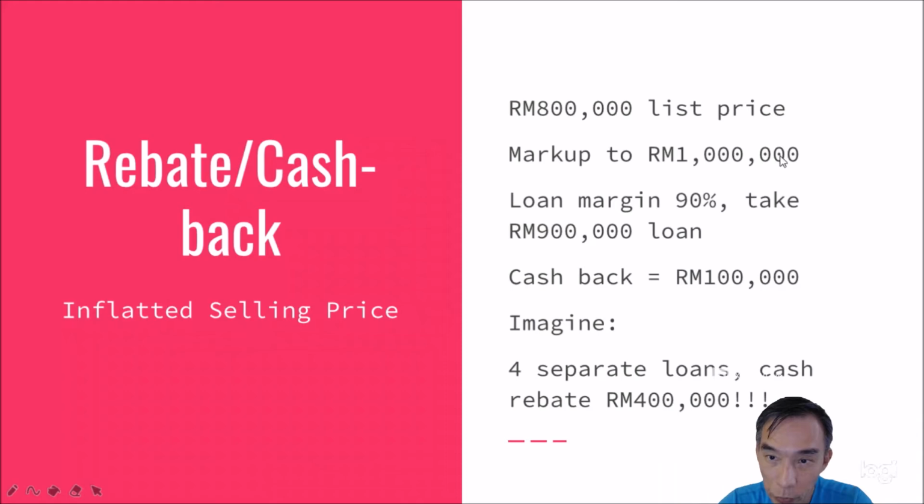So mark up to 1 million, as I said, loan margin 50%, take 900,000 loan, cashback given to the applicant. Some of these cashback issues are now illegal. So if he has four different compressed loans approved, he will take back 400,000 cash, and use this 400,000 cash to buy another property, or he will just spend it on a luxury lifestyle, showing it on Facebook, telling people he is so successful.